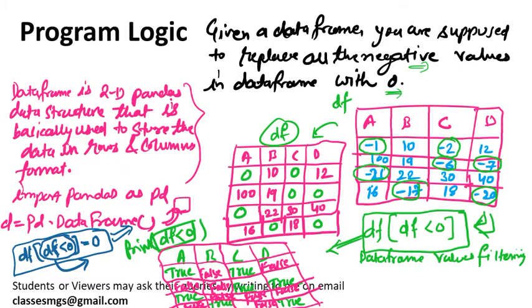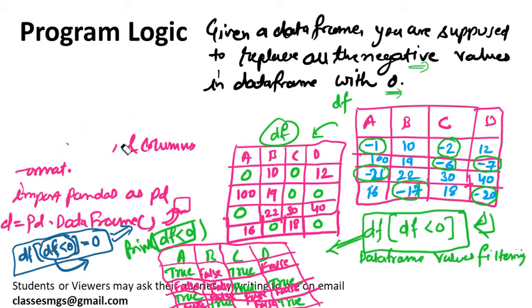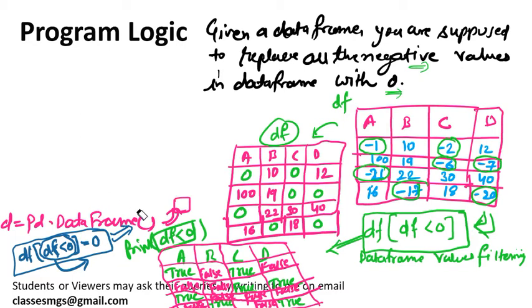Now I am going to write the Python code here on my screen. You should know this concept. You should remember this concept, how to filter the values in a data frame. If you know this way, then it will be very easy for you to convert all negative values into positive values. So I am going to write the data frame first.